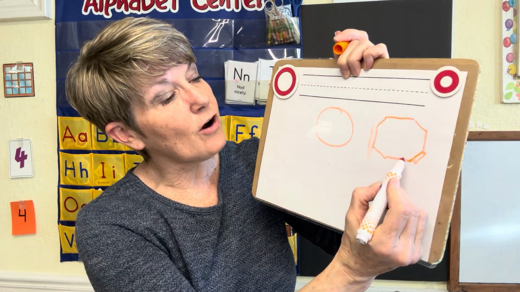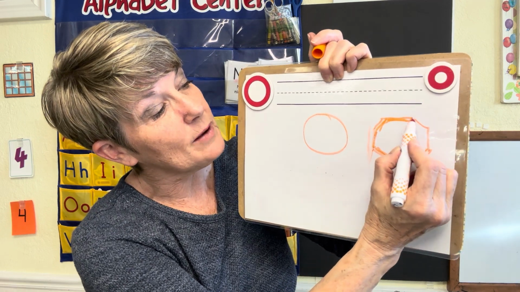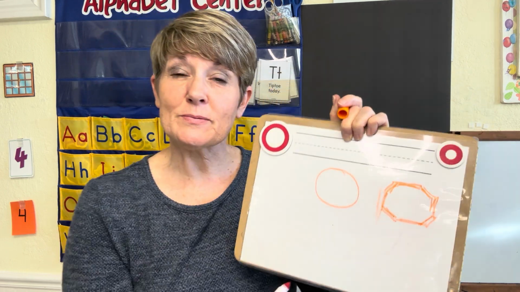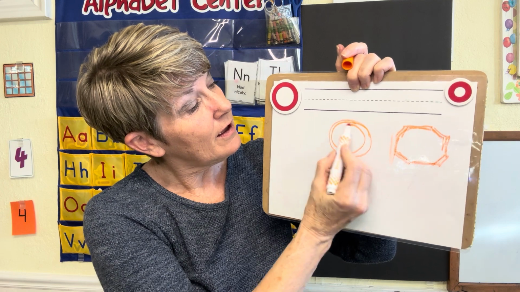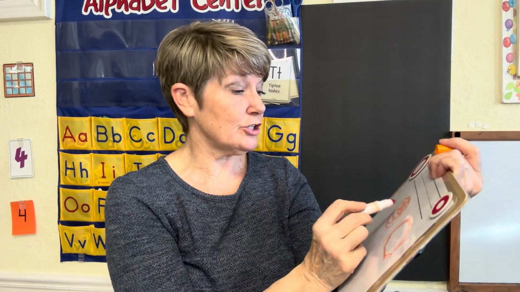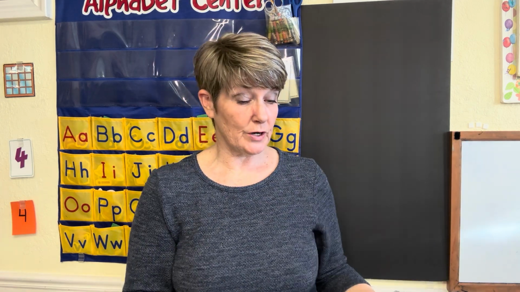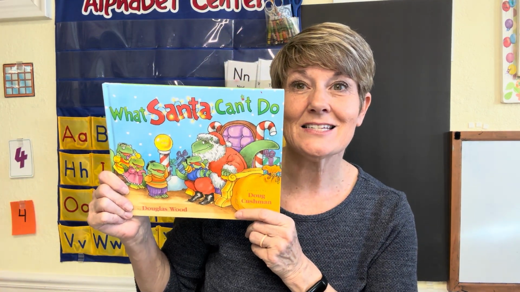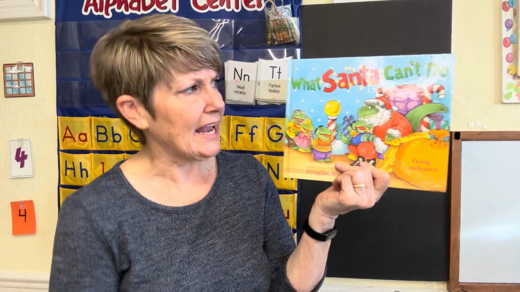Why don't you color your octagon, color your orange, and while you're doing that, you know what I'm going to do? I'm going to read you a story. How about a Christmas story today? Ornaments are for Christmas trees. While you're coloring your orange and coloring your ornament, I'm going to read you a Christmas story. Are you ready? Okay, here we go. This one is called What Santa Can't Do. Did you know that there were things that Santa cannot do?